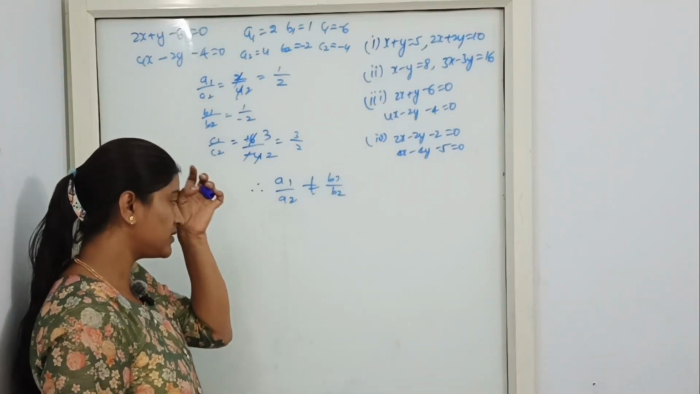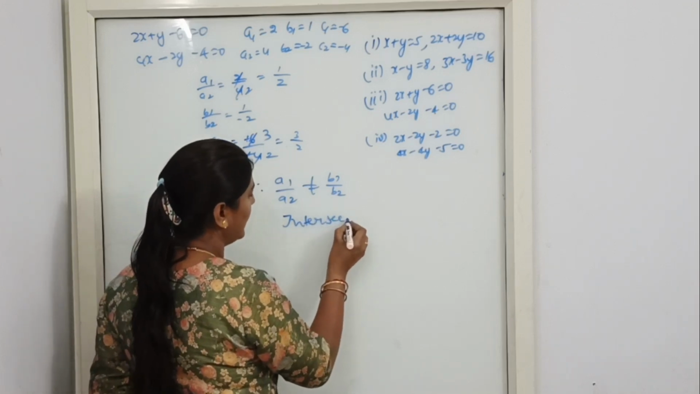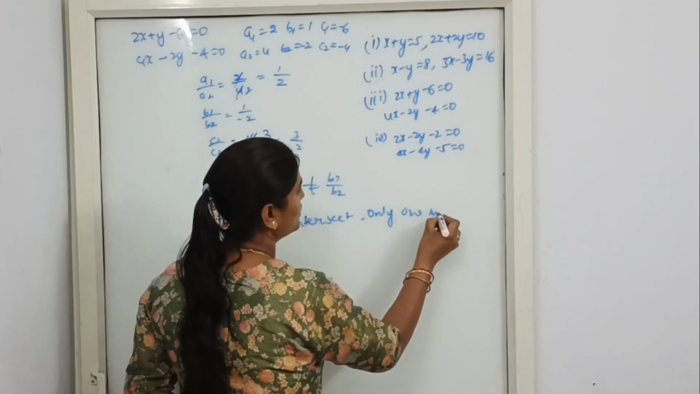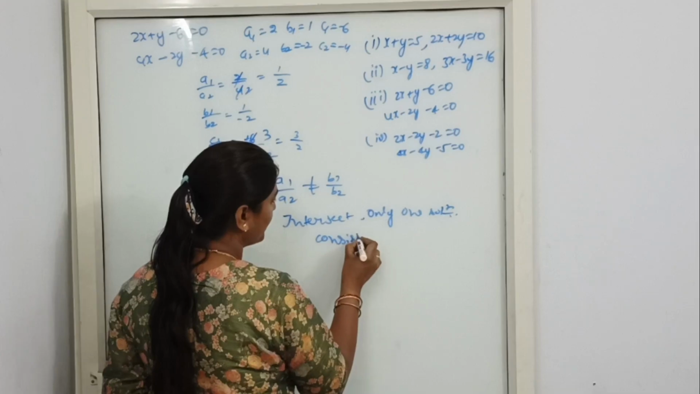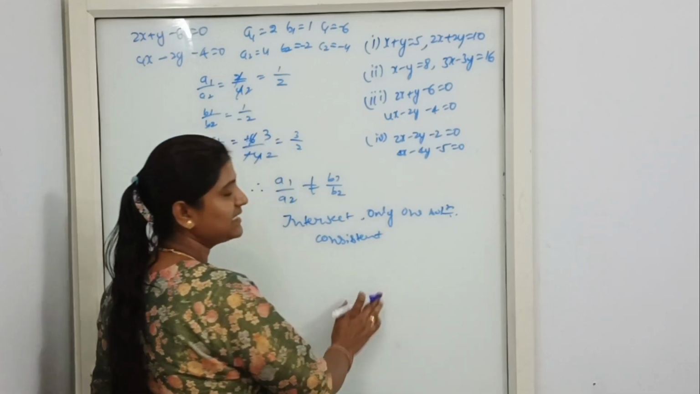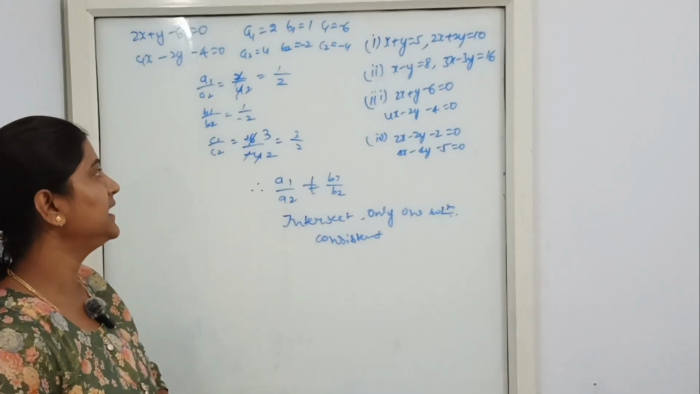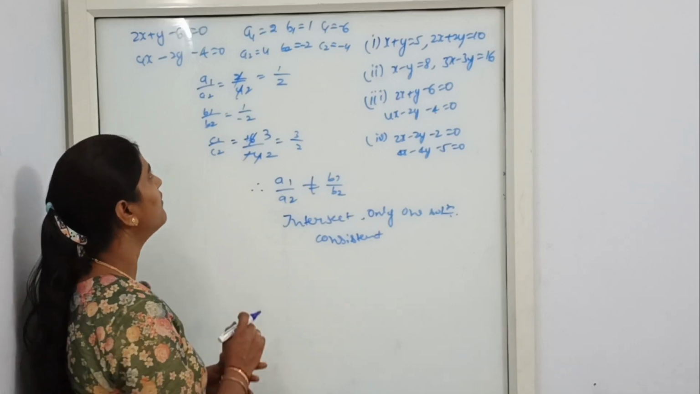Therefore, a1 by a2 is not equal to b1 by b2. If the first two ratios are not equal, then the lines intersect. Intersect means only one solution. A solution means it is consistent. If it is consistent, what do we need to do? We should represent it on a graph.